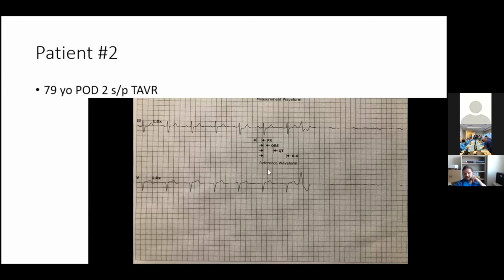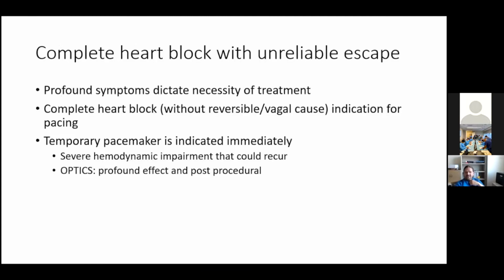What's notable here is the patient gets one premature beat and then is in complete heart block with zero escape. Now, this situation would fall very well under the category of profound symptoms. He got CPR. From the optic standpoint, given that this was so profound and he was getting CPR with a 30-second arrest, and that it's post-procedural, this is a patient who I would strongly suggest putting a temporary pacemaker in.